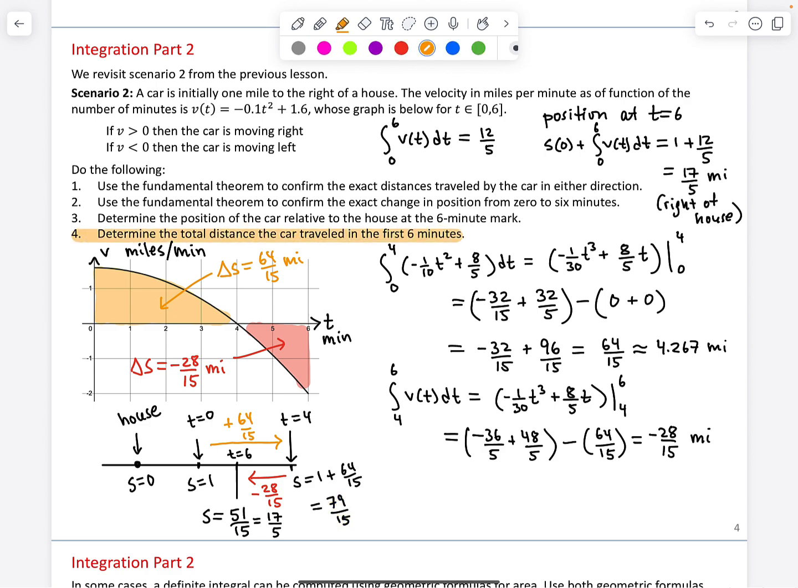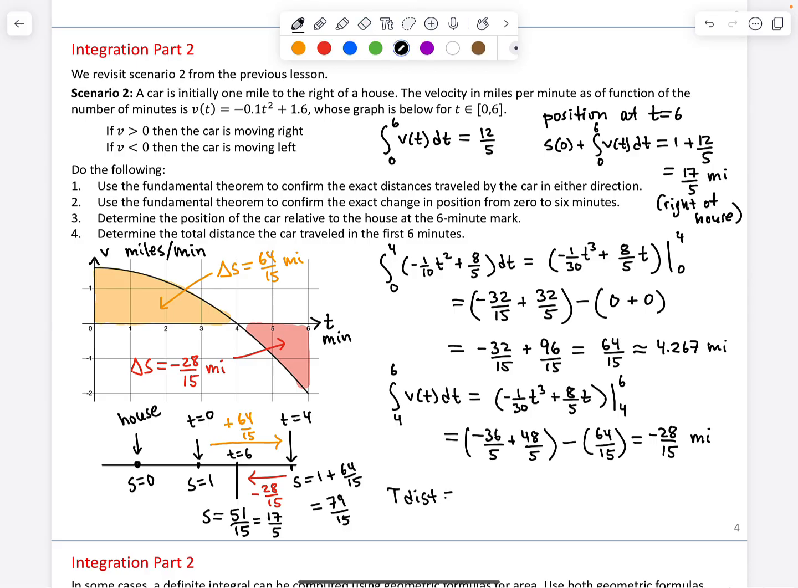And question 4 is determine the total distance the car traveled in the first 6 minutes. If we integrate from 0 to 6, we get 12/5. But this does not mean the car traveled 12/5 miles, because it did some backtracking. Even though the car finished 12/5 miles away from where it started, its total distance is actually more.